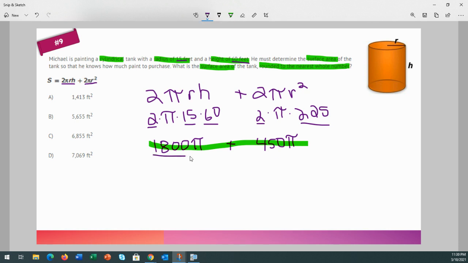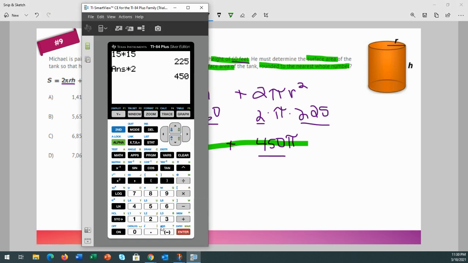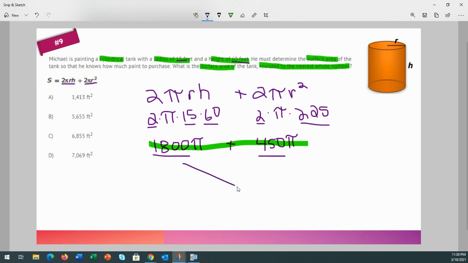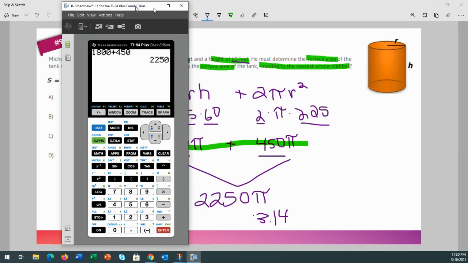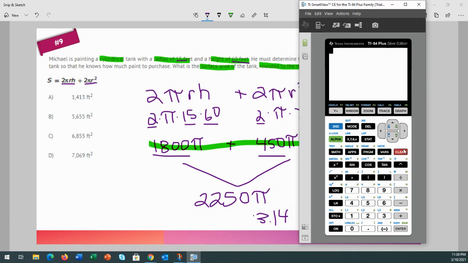So let's add 1800 plus 450. We're going to keep the pi symbol on there, but let's add 1800 plus 450. So 1800 plus 450 is 2250. So my grand total is 2250 times pi. All right, so here's where we have to make a decision, because as you can tell, 2250 is not an answer choice. So we have to decide, are we going to substitute in and use 3.14 for pi, so times 3.14, or are we going to try out using the pi button on our graphing calculator? Let me show you the difference between the 2 answers, depending on which route you go.